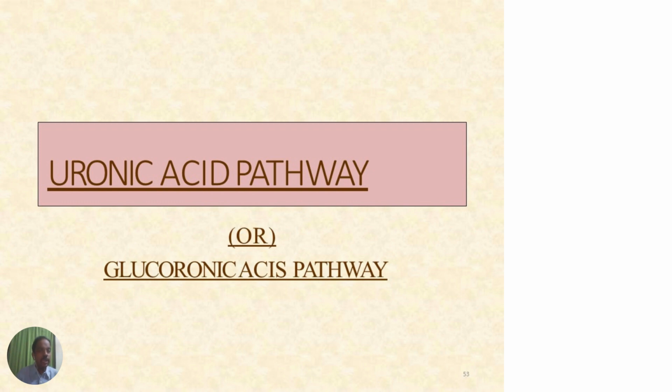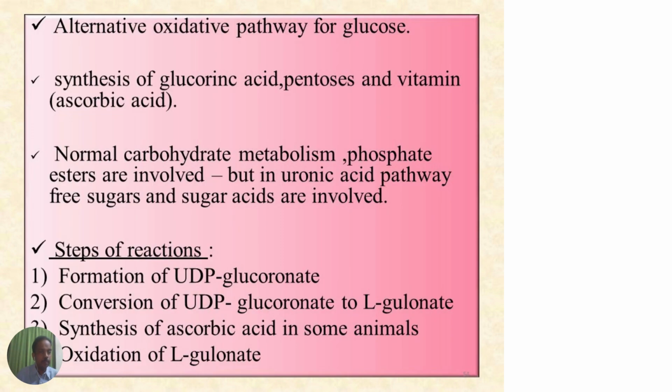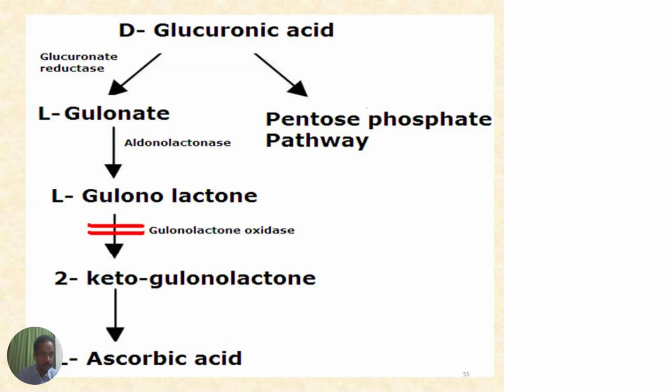Next comes the uronic acid pathway, or the glucuronic acid pathway. It is another alternative oxidative pathway for glucose, where glucuronic acid and pentose are synthesized, as well as ascorbic acid. Here you use UDP, uridine diphosphate.